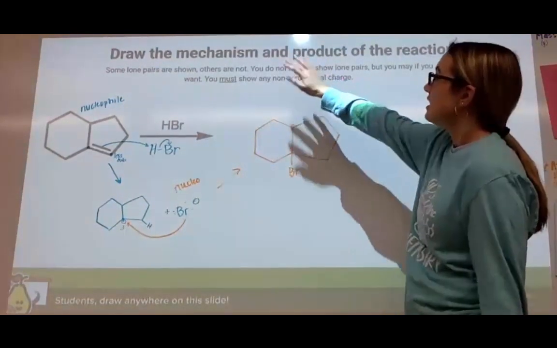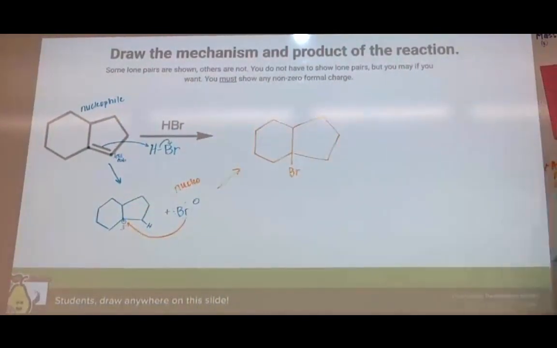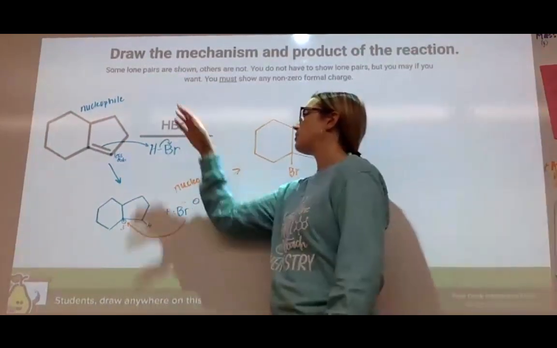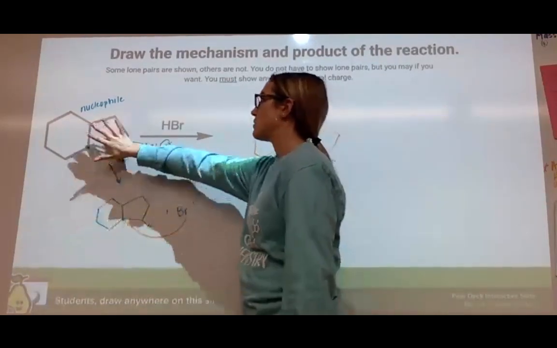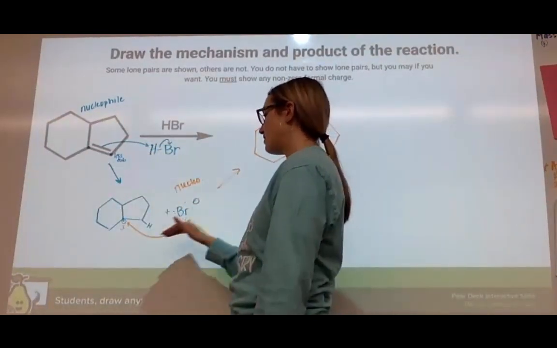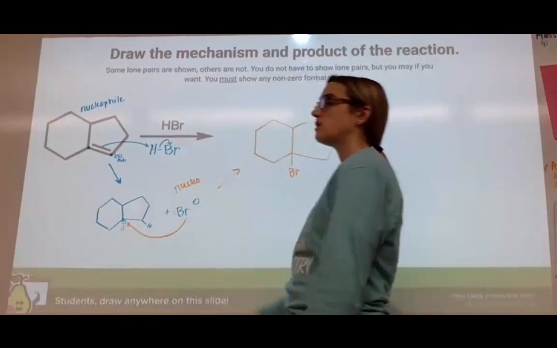However, when it says draw the mechanism, you have to make sure you show how the electrons move, where the electrons are going. You're showing the intermediates. You don't have to label the nucleophiles, like if this was the nucleophile, this was the electrophile, and then it switched. What you have to show are how the electrons move.